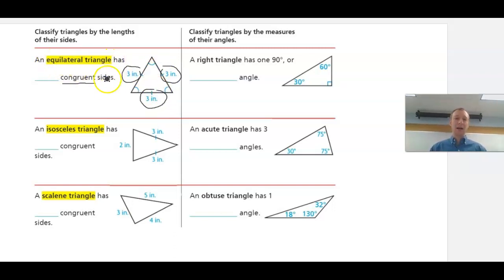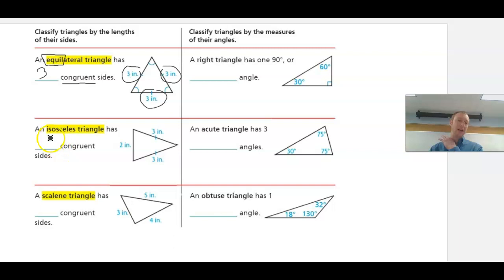How many congruent sides does an equilateral triangle have? Three congruent sides. If all three sides are the same, it's an equilateral triangle. And look at the prefix there: equal. Equal means they're all the same. So in an equilateral triangle, all the sides are the same. That's an easy one to remember. The next two are not as easy.